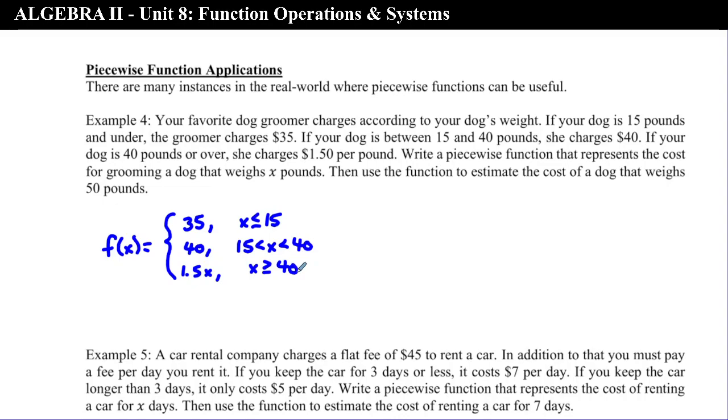So that's our function. So we're asked to find the cost for a dog that weighs 50 pounds. So we want to find f of 50. Well, that would fall in this last one, so it would be 1.5 times our x, which is 50, and so that would give you 75. So it would cost $75 to groom a dog that weighs 50 pounds.